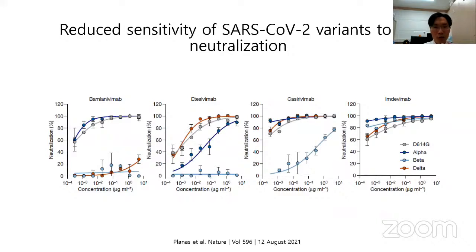They compared the four monoclonal antibodies using 3 SARS-CoV-2 variant strains. As you can see, the sky blue one, the beta variant, has reduced sensitivity to bemnifosbuvir, etesevimab treatment. Particularly, the red one, the Delta variant, which prevails in South Korea, has reduced sensitivity to bemnifosbuvir. However, as a combination treatment, casirivimab plus indemivab seems to have better sensitivity against the 3 SARS-CoV-2 variants compared to the combination of bemnifosbuvir and etesevimab.